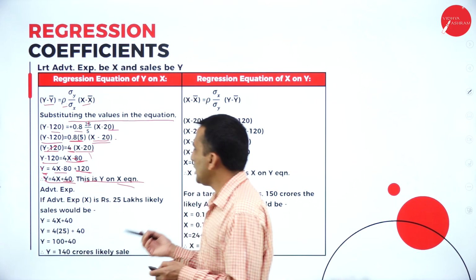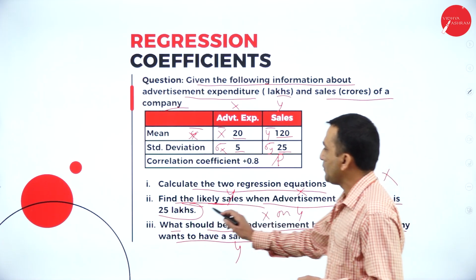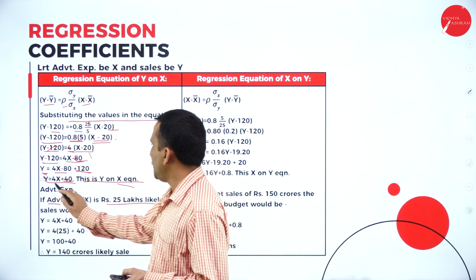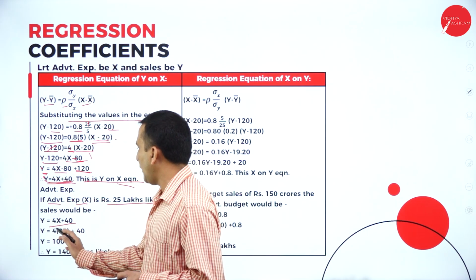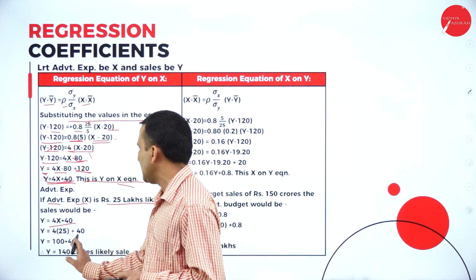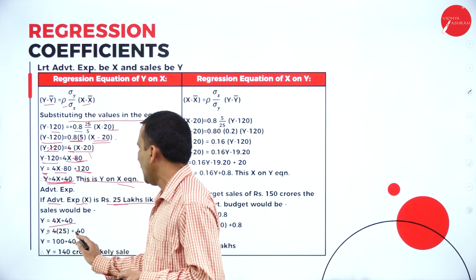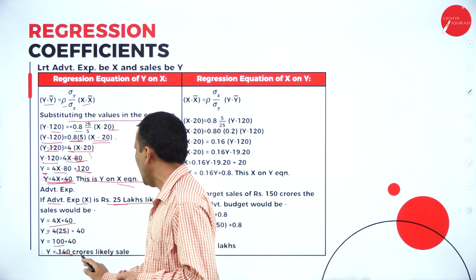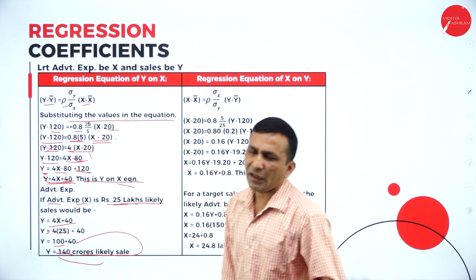Okay, now considering the second question: find the sales when the advertisement expenditure x value is given as 25 lakhs. If the advertisement expenditure is 25 lakhs, using the equation we substitute into the same equation. I have written 25 lakhs, and the final answer will be in crores. Y is equal to 4 times x, where x is 25. If you multiply, you get 100, plus 40, 140 crores in sales. When the advertisement is 25 lakhs, you can expect sales of 140 crores.